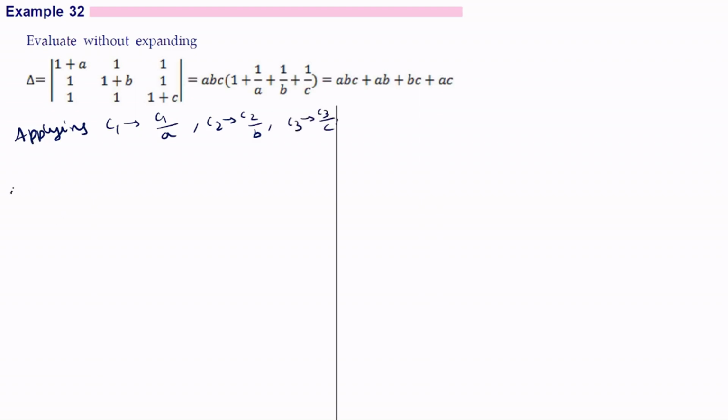So we will get delta as ABC into, here if we take A outside from this column, we will get 1 by A plus 1, or it is 1 plus 1 by A, and here 1 by A, 1 by A. Here it will be 1 by B, then here it will be 1 by B plus 1, or it is 1 plus 1 by B, and here 1 by B. Here it is 1 by C, 1 by C. Here it will be 1 by C plus 1, which is 1 plus 1 by C.